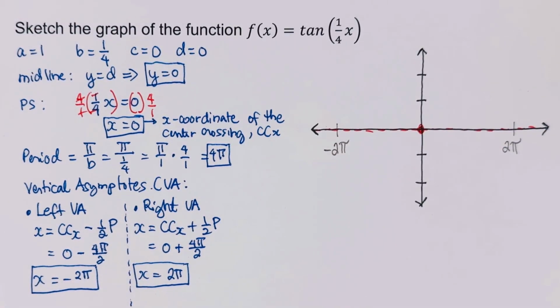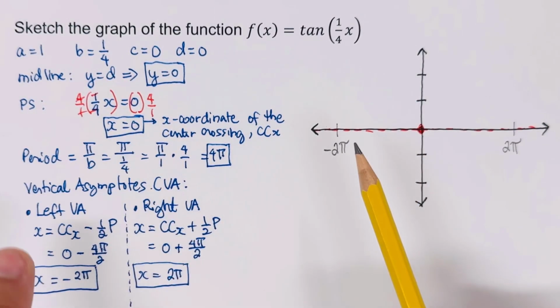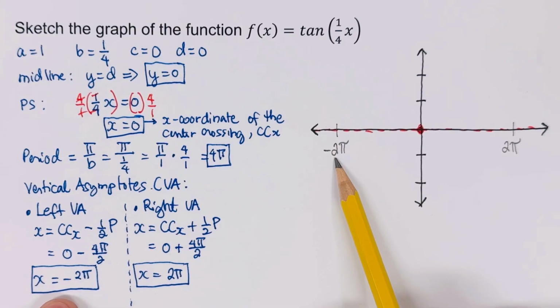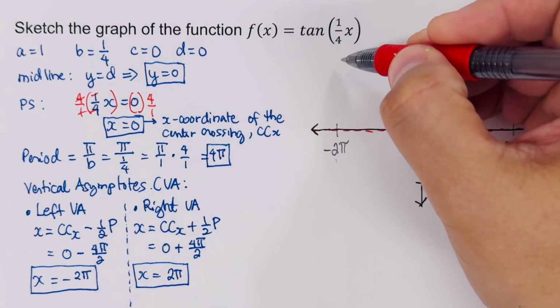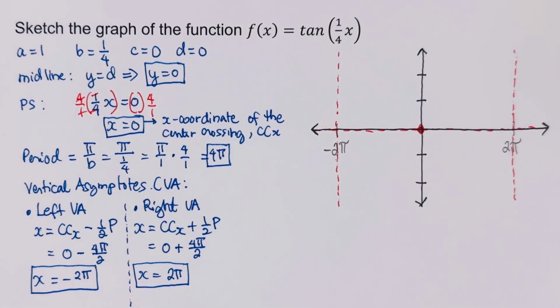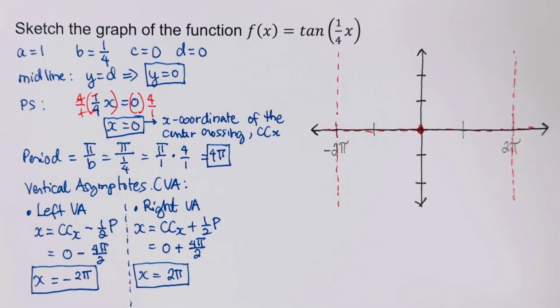This represents our center crossing. This represents our left vertical asymptote. This is the right vertical asymptote. I'm going to go ahead and draw the two vertical asymptotes for this graph. Now let's determine the other 2 points of a tangent graph. It's going to sit here and it's going to sit here. We're going to determine the values for each of these.